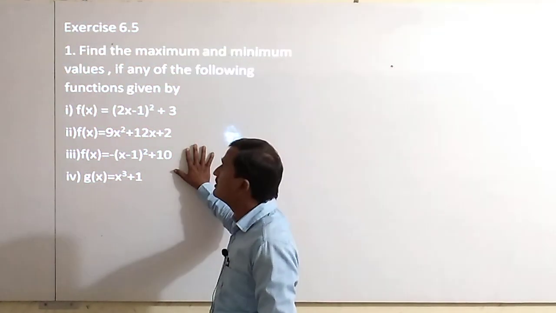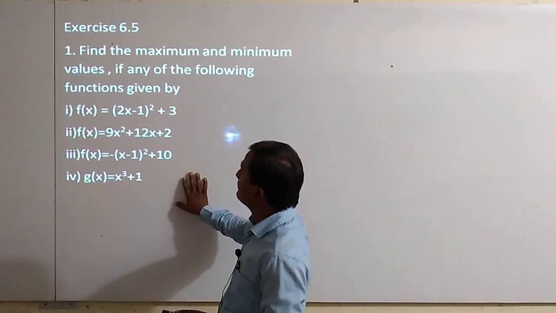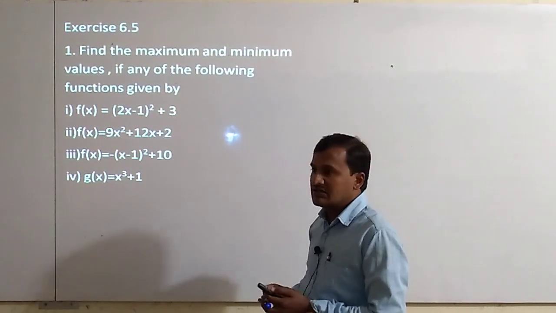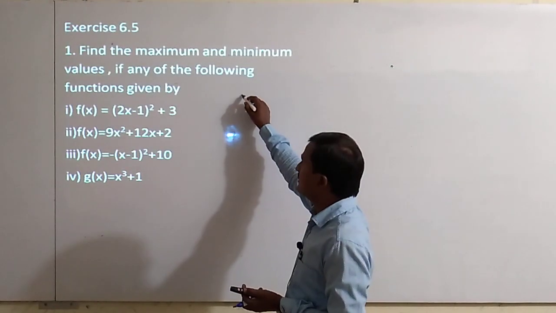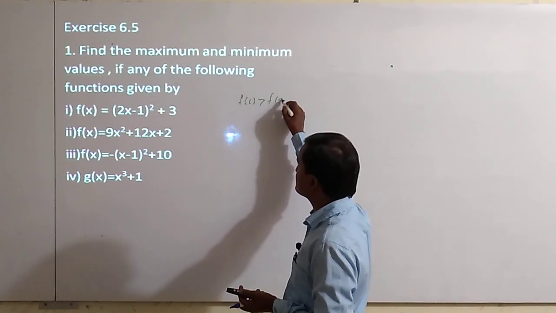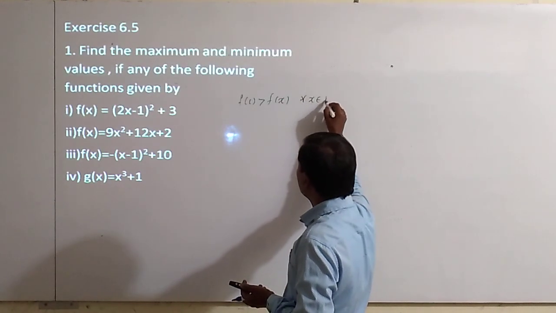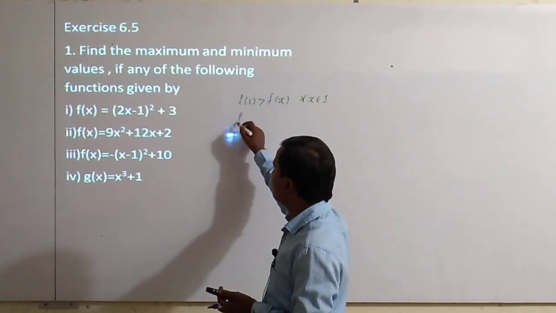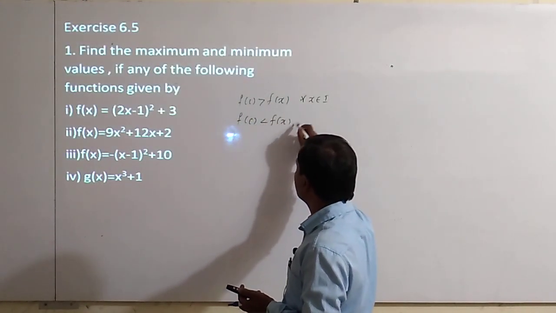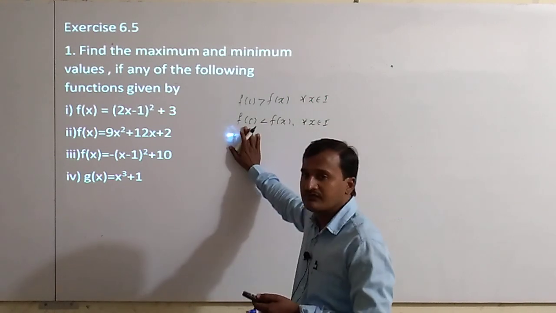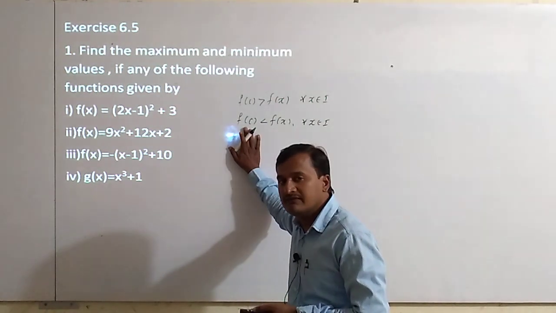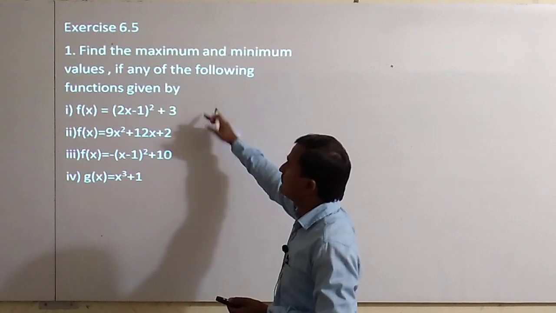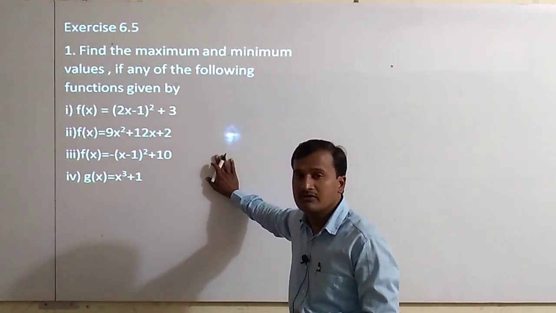In that, the main question, first one: find the maximum and minimum values, if any, of the following functions given by. So for these functions we should find the maximum and minimum values, right? We already discussed the definition: if f of c is more than f of x for all x belongs to I, then f of c is called a maximum value in I. If f of c is less than f of x for all x belongs to I, then f of c is called the minimum value of f in I. Okay, now we will use the same definition to find the maximum or minimum value of these functions.